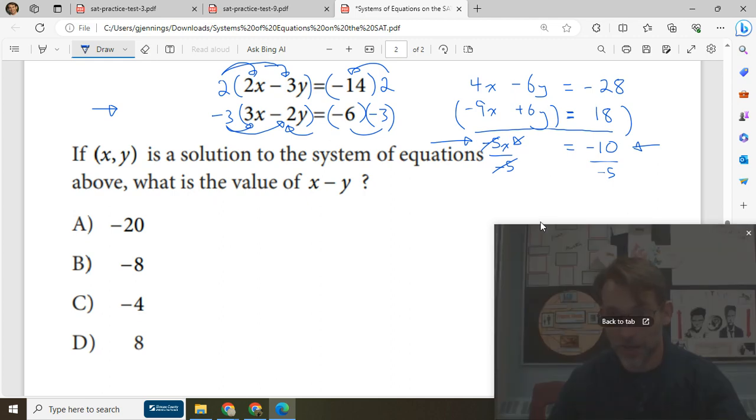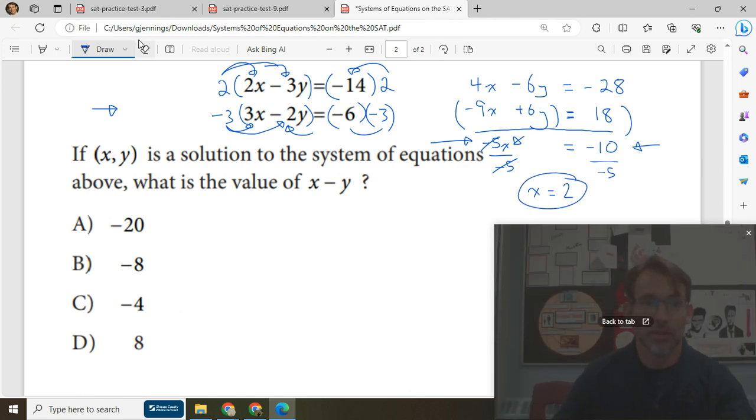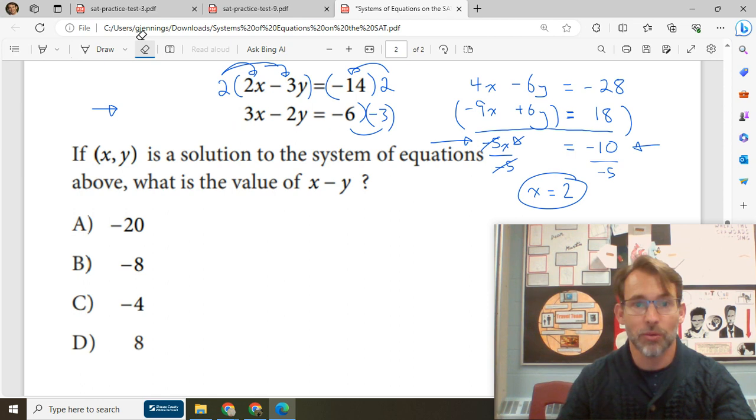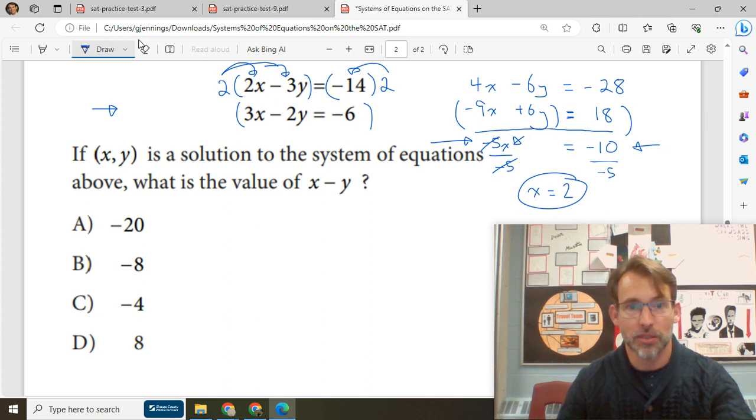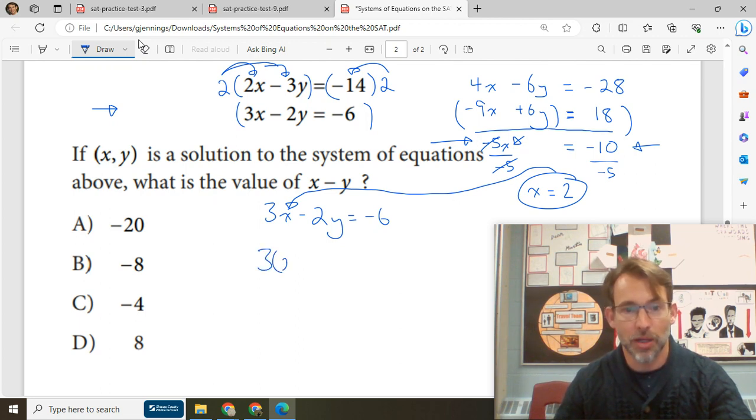Negative 5 divided by negative 5 cancels, and we end up with x is equal to negative 10 divided by negative 5, which is 2. Good. So we have x is equal to 2. And now what we can do is take either one of these equations, both will work, and we're going to just grab this and rewrite it down here. 3x minus 2y equals negative 6. And then we say, well, we know x is 2, so let's put that in there. So we have 3 multiplied by 2 minus 2y equals negative 6. So this is 6 minus 2y equals negative 6.